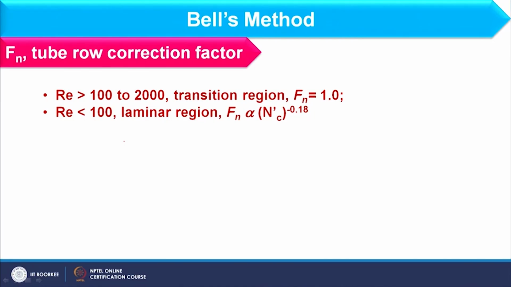And you can refer to the previous graph to find out the Fn value, but that will be applicable when the Reynolds number is more than 2000. Now, what will happen when the Reynolds number is 100 to 2000, which we consider as the transition region on the shell side? In that case, Fn should be taken as 1, you do not have to do anything. And further, if it is falling in the laminar zone where the Reynolds number is less than 100, we have to use this expression where Fn is a function of Nc dash power minus 0.18.